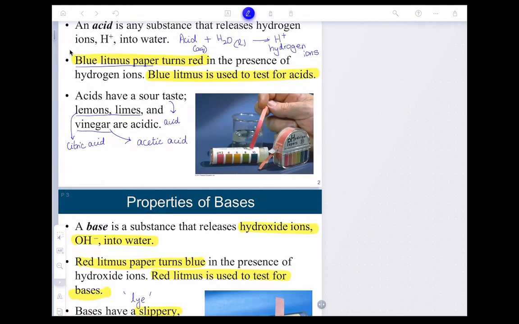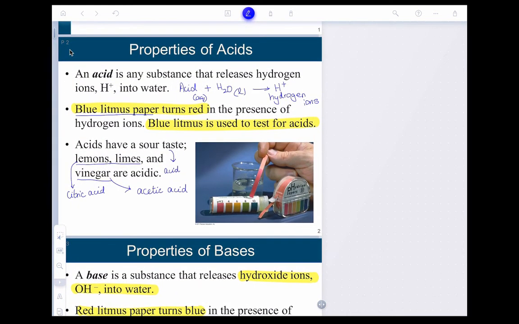So let's back up and look at this particular picture here. What you're seeing here is not just a blue litmus paper, but a more specific paper. It's called the pH paper. You can take the pH paper, and when you bring it in contact with the acid, it will give you different colors. Depending on the color, you can match. So if the color matches this particular red color, then you're going to say its pH is 2.